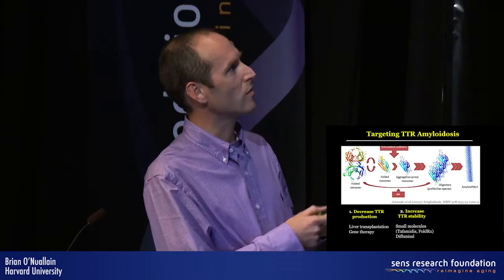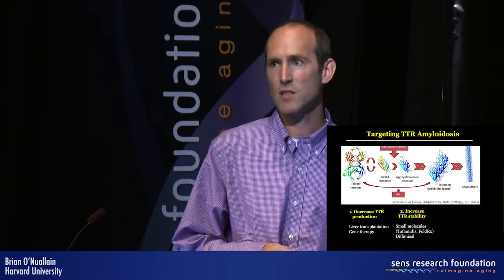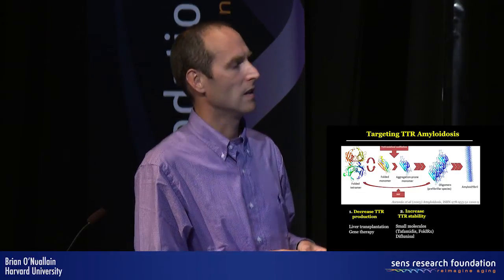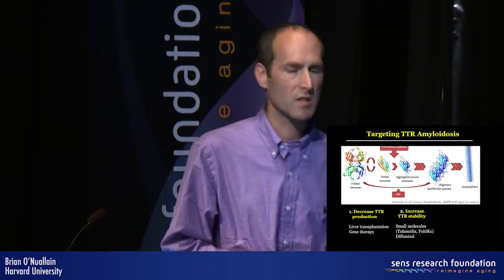Another approach is to increase the stability of the TTR molecule using small molecules. This has had limited but modest success so far. Most recently, a drug, tafamidis, has been approved in Europe for stage 1 for patients with mutant TTR. However, it didn't reach its primary endpoints, but it's able to reduce neurological deterioration in these patients by about 50%.